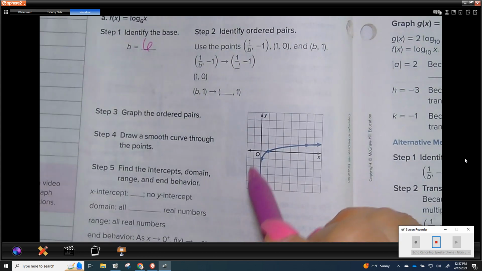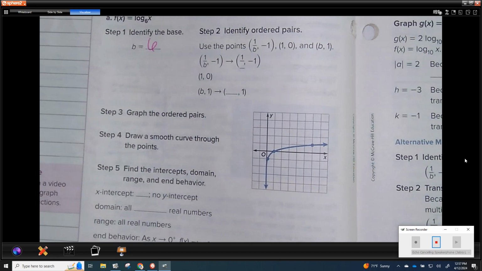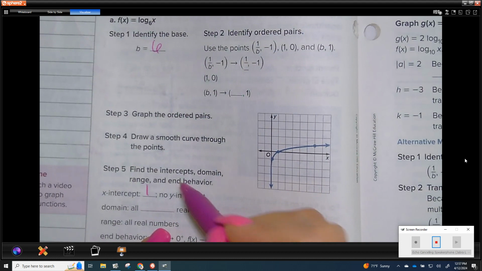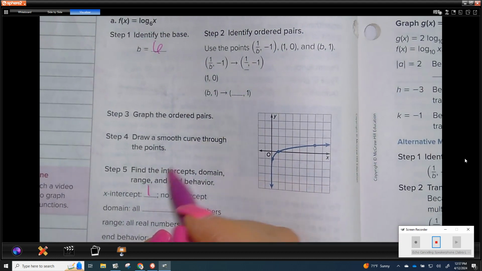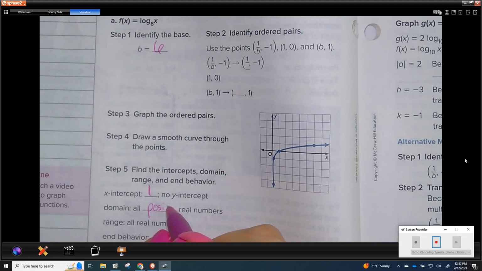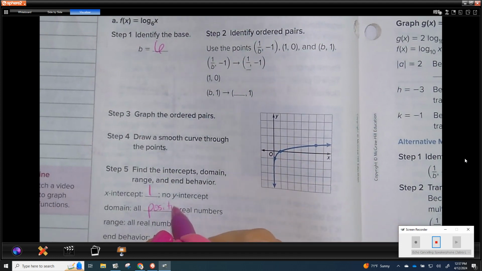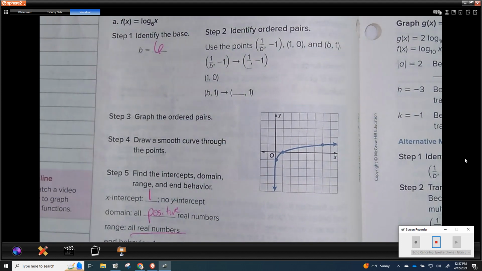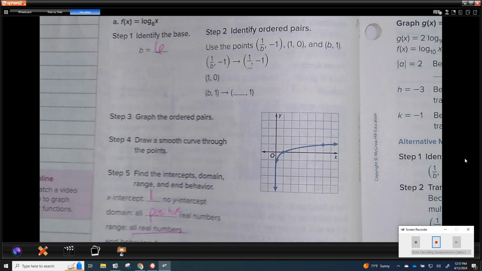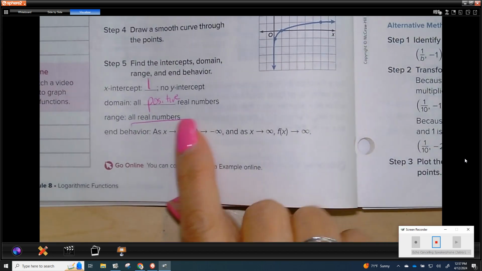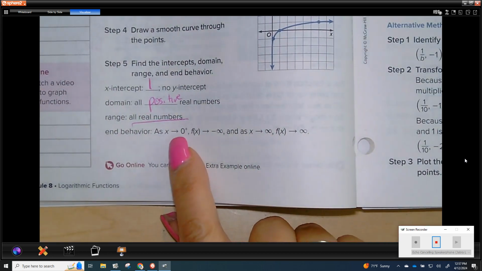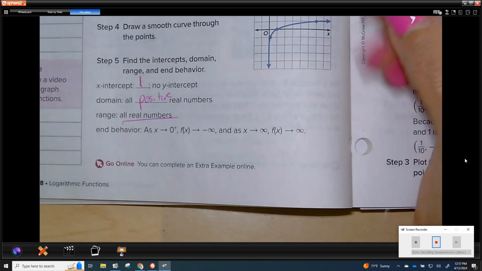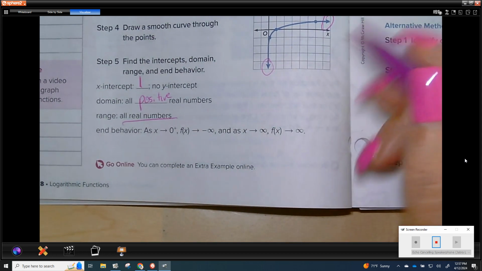It's just the regular graph with no y-intercept. Your x-intercept is 1. Your domain is all positive numbers, because it's not over here on the left. Range is all real numbers. Here's your left and your right. Here's your left. It approaches 0 from the right. And your right-hand end behavior goes to infinity. So it's approaching 0.